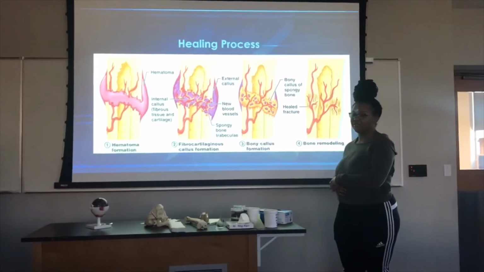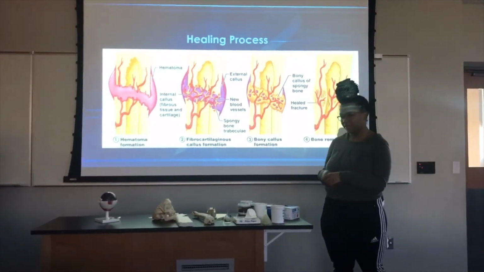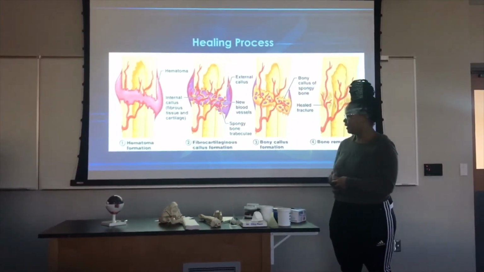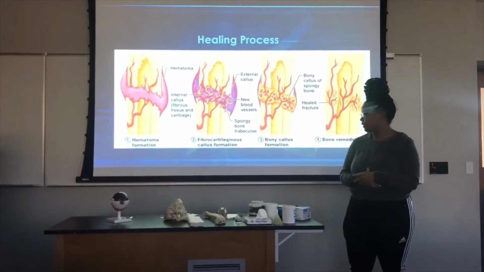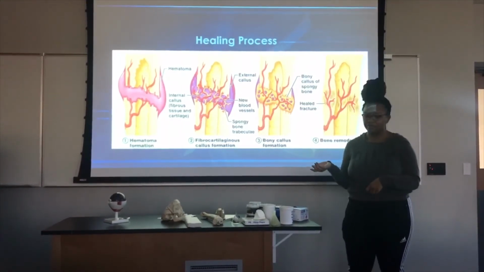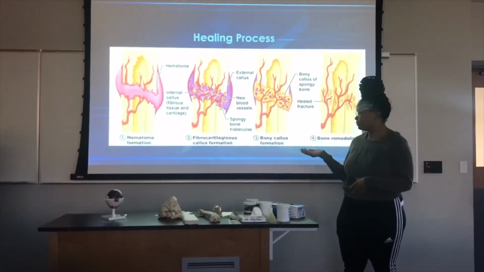The 4 stages of the healing process for a fracture start with the hematoma formation, which is basically the bruising around the fractured area. Then you have the fibrocartilaginous callus formation, which is when new blood vessels form and some of the blood reaches the outside of the skin, causing some bruising.